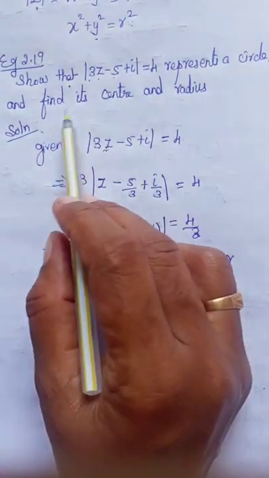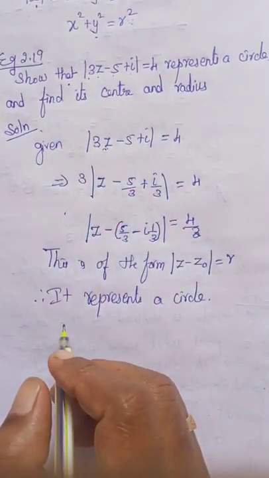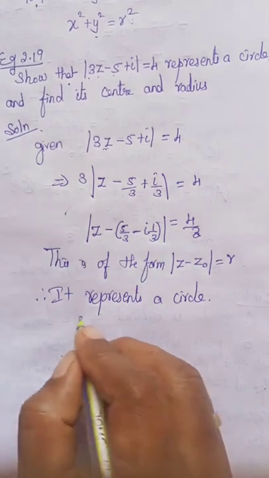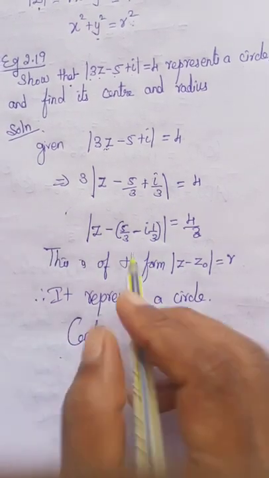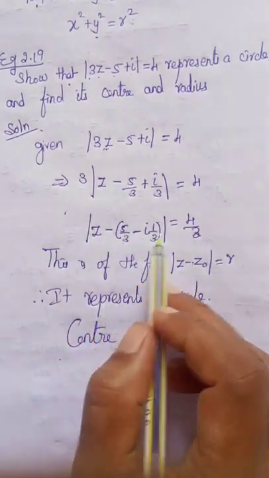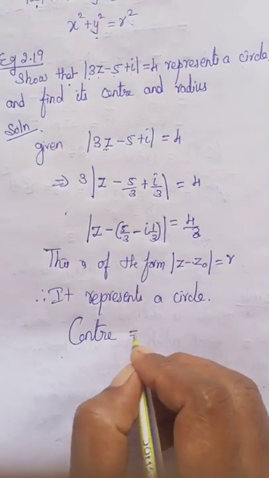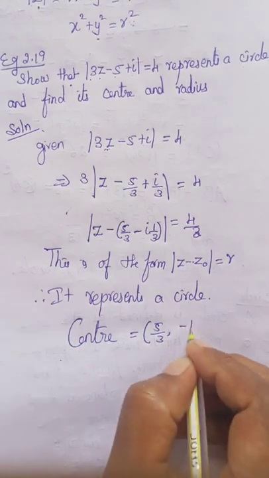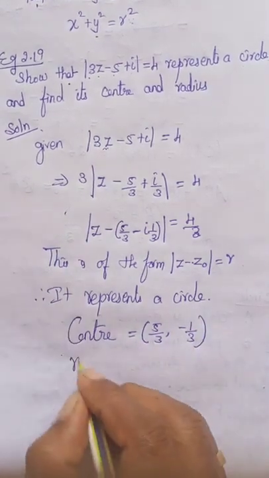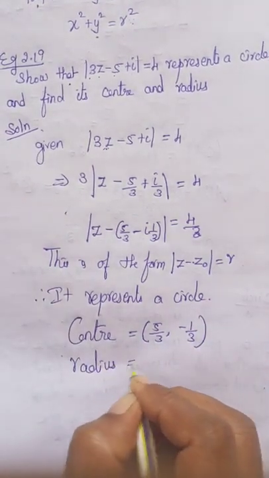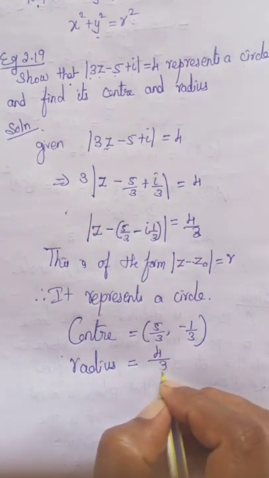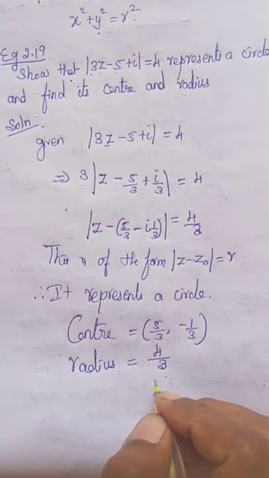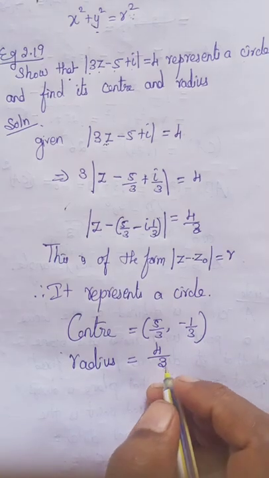Then the question was asked, find its center and radius. Shall we write the center? Center is z0, but we used to write x comma y, isn't it? So center is equal to 5 by 3 comma minus 1 by 3. Then radius is equal to 4 divided by 3. Is that clear? Simple problem only.